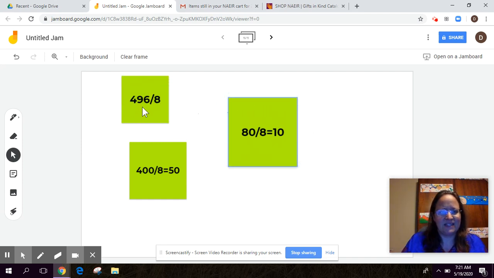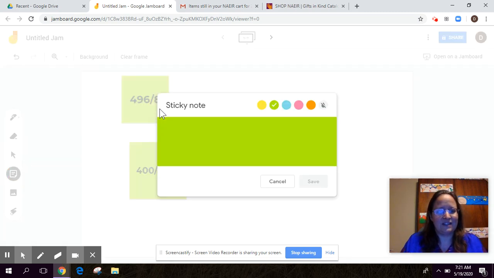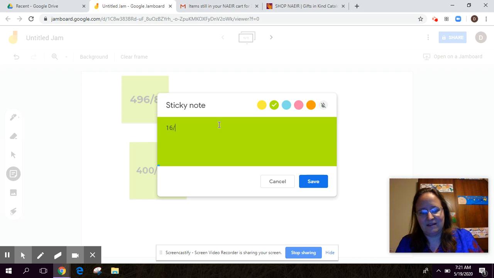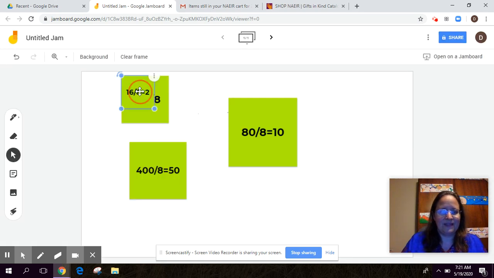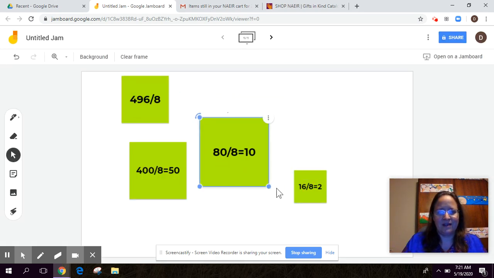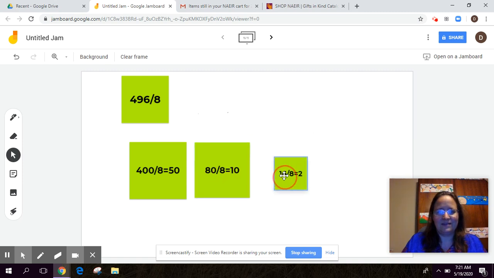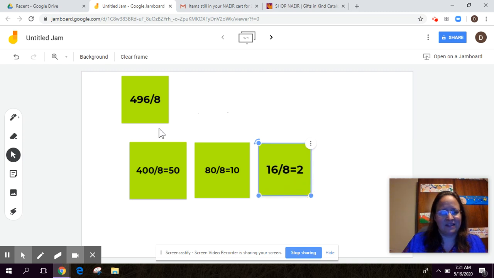I've got, let's see, 80 plus 16 is 96. So let's do 16 divided by 8. I'm hoping that you know that 16 divided by 8 is 2. Let's save that. Now let's look at all my parts. This is how I'm going to mentally solve 496 divided by 8.